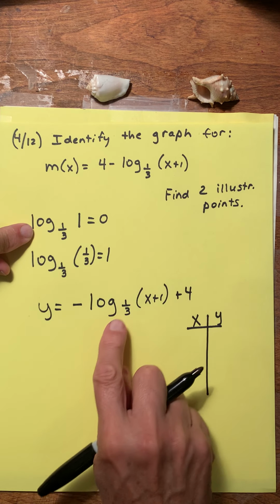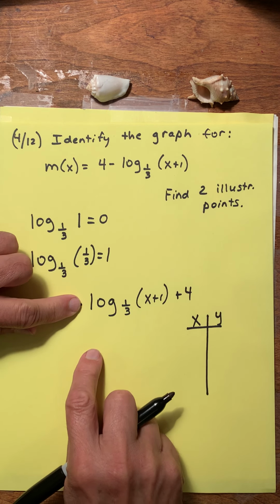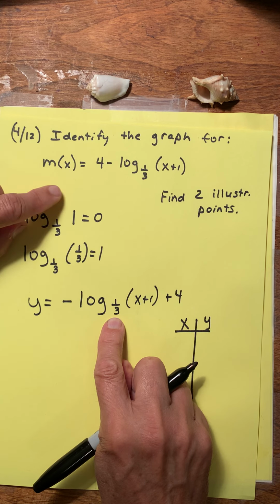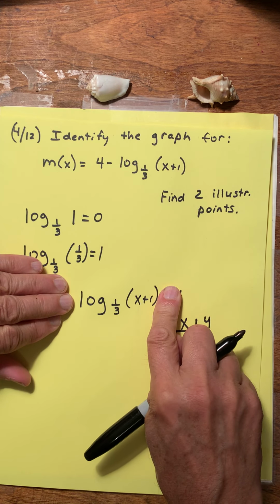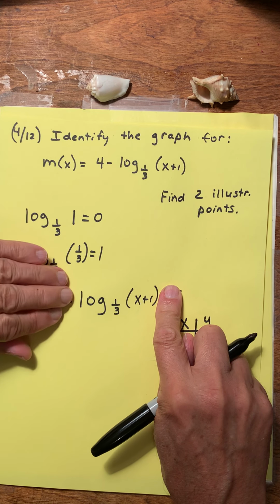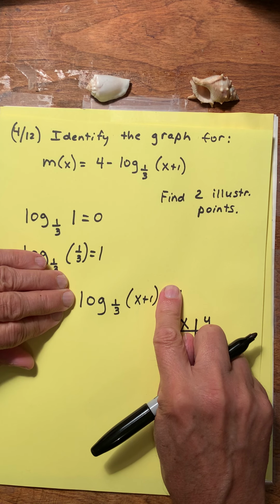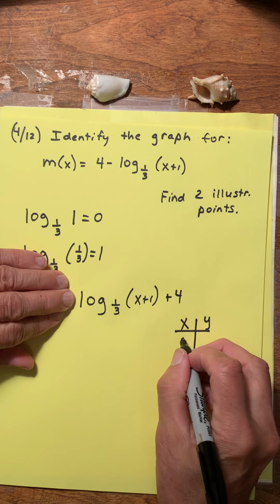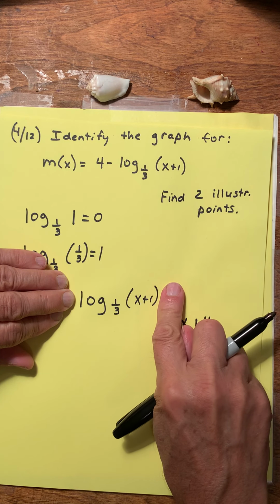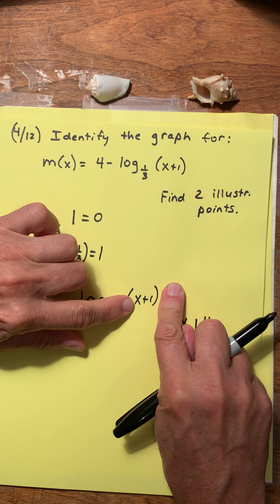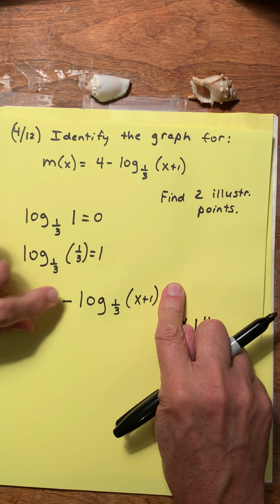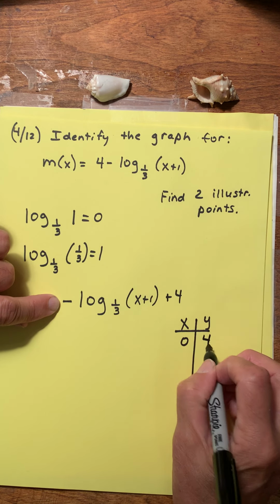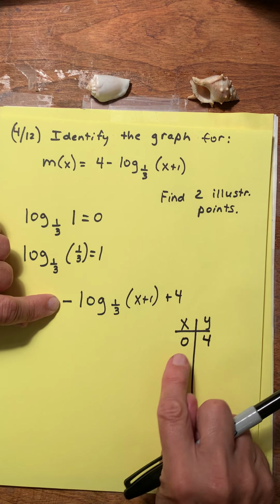All right, first thing I know is that log base 1/3 of 1 is going to give me 0, forget about the negative for just a second. So what do I have to do to make that in parentheses 1? I want to evaluate log base 1/3 of 1. What would x have to be to make this 1? Why, 0. 0 plus 1 is 1. Log base 1/3 of 1 is 0. The negative of 0 is still 0. Plus 4 is 4. Once again, I'll let x be 0.